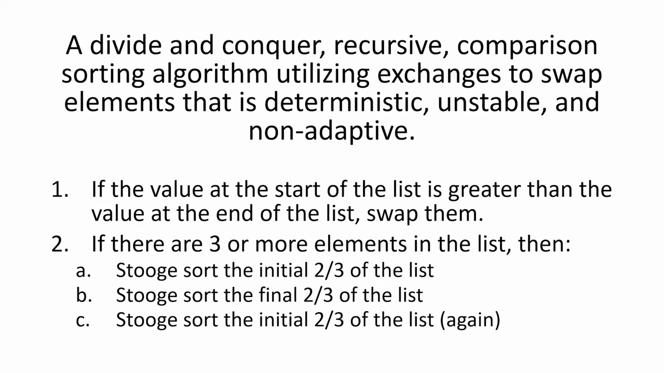If the value at the start of the list is greater than the value at the end of the list, swap them. If there are three or more elements in the list, then Stooge sort the initial two-thirds of the list, Stooge sort the final two-thirds of the list, and then Stooge sort the initial two-thirds of the list again.